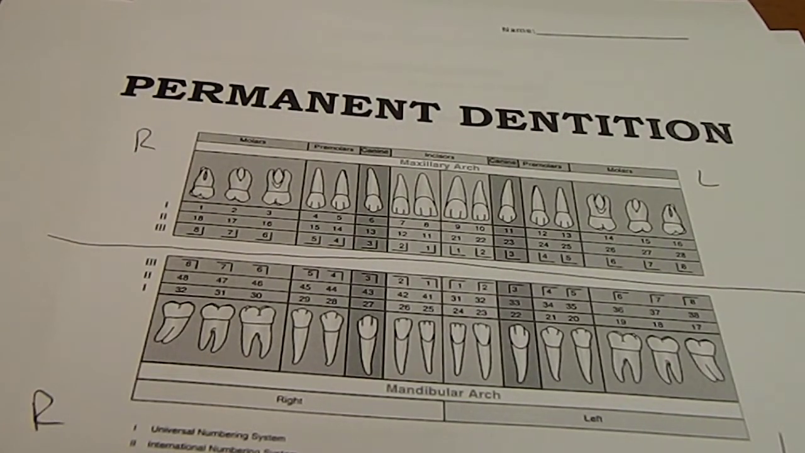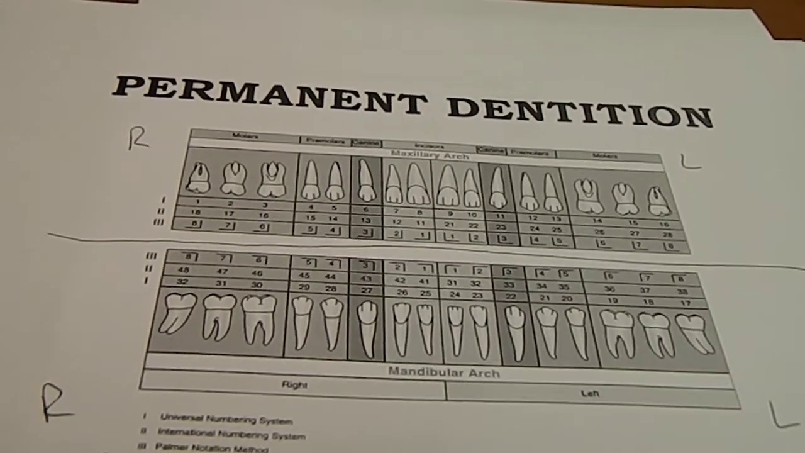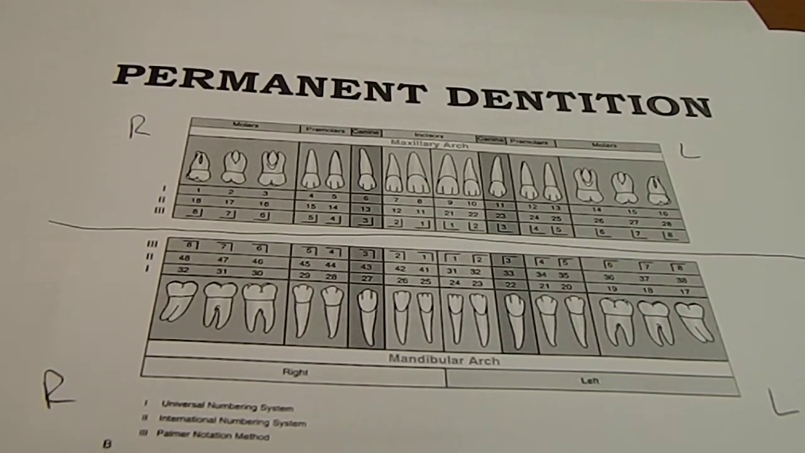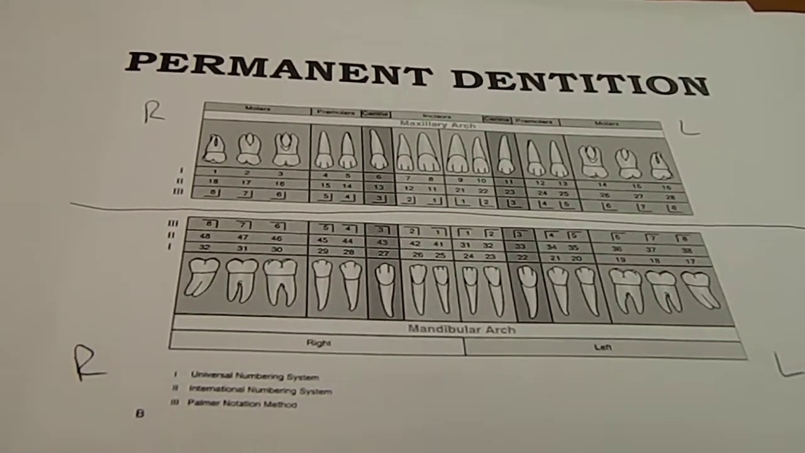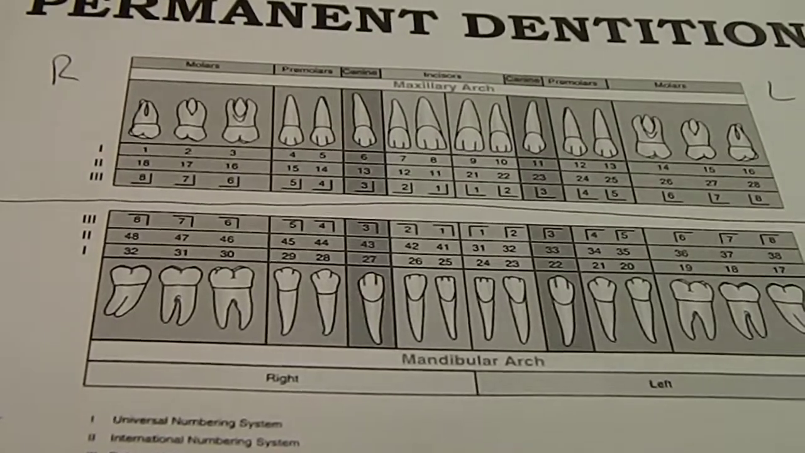Okay, so we're going to be talking about tooth numbering today. We're going to talk a little bit about the permanent dentition first, how we number it, and then how we would determine which tooth we're looking at. So this is the permanent dentition. I'm going to see if I can zoom in a little bit more here.